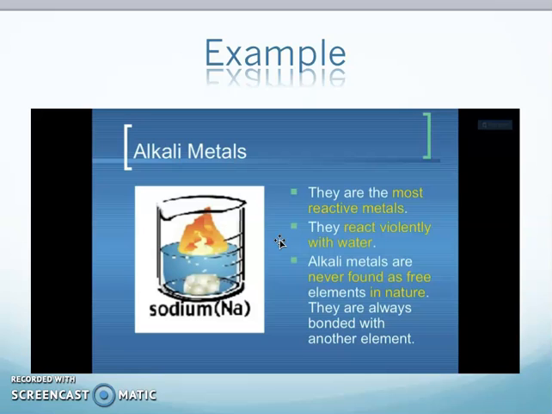So alkali metals are never found as free elements in nature. They are always bonded with other elements. According to their nature of reacting violently with water, they need to be kept in a closed airtight jar so that not even a little moisture can interact with them when they are stored.